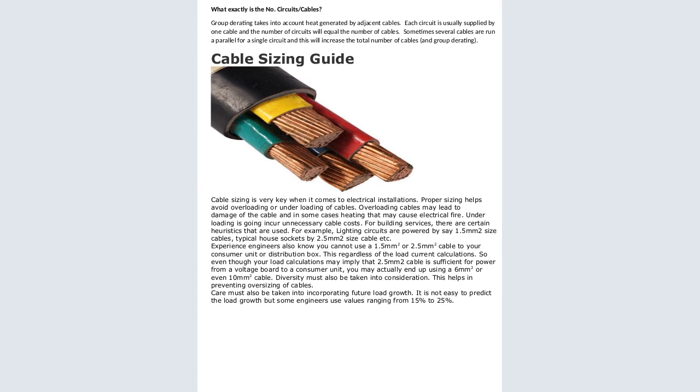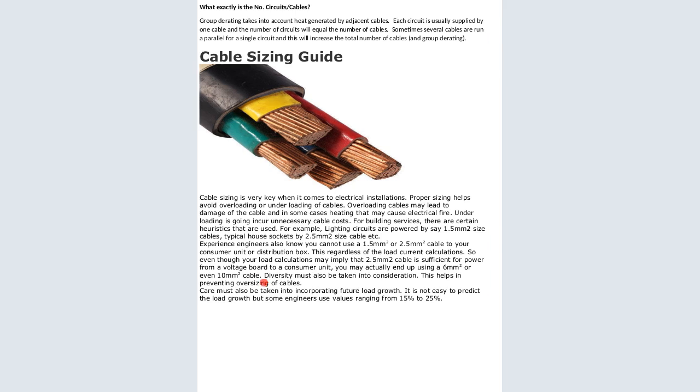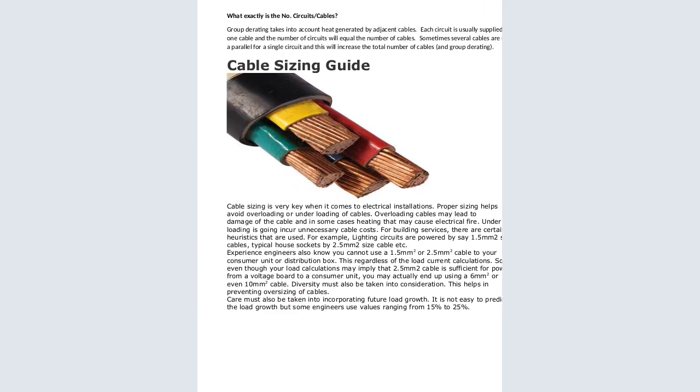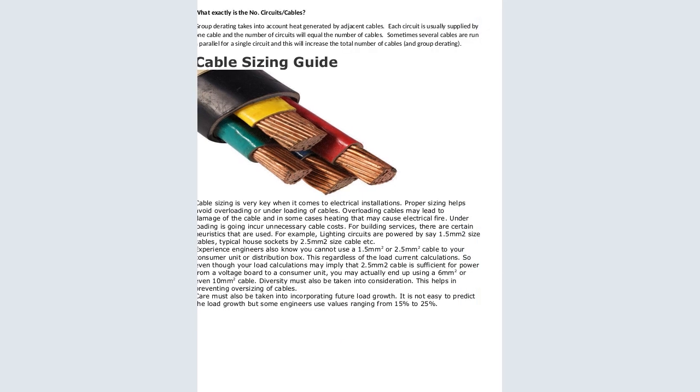Even though your load calculations may imply that 2.5 millimeter square cable is sufficient, or even 10 millimeter cable, diversity must also be taken into consideration. This helps in preventing the oversizing of cables. For example, you say that you have a single unit that you want to supply power, but currently you only have a television and maybe some lighting points. But you forget that in future you might want to expand your loading. You might want to incorporate a cooker there, or a washing machine.